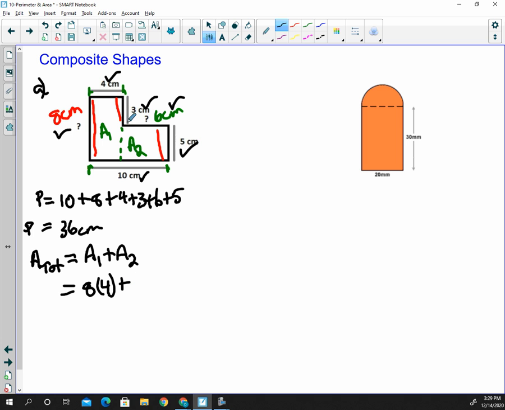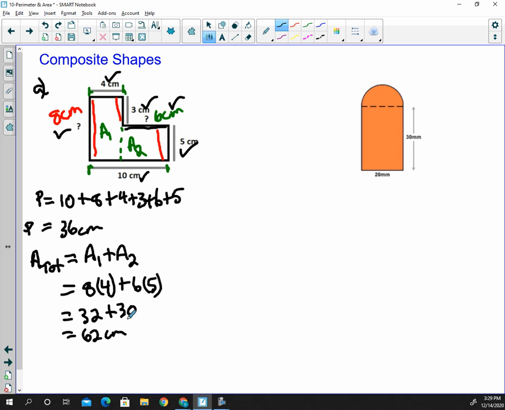And then for our second rectangle, be careful here. We're not going all the way across. We're only doing this bit right here, which is 6 centimeters and 5 centimeters. So 6 by 5. And then we can add those two together. So 8 times 4 is 32. 6 times 5 is 30. Add those two together and we get 62 centimeters.